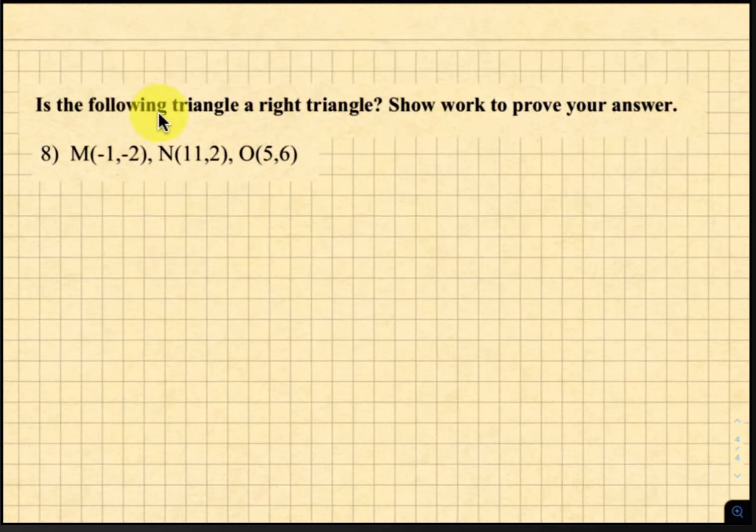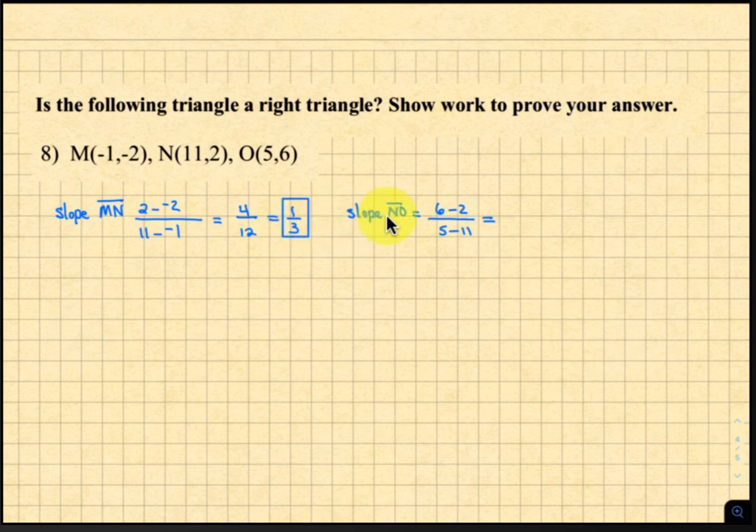All right, for number 8, is the following triangle a right triangle? Again, show work to prove your answer. Well, first we'll find the slope of MN. That would be 2 minus -2 divided by 11 minus -1. And that's going to come out to be +4 divided by 12, which then reduces to 1/3. We'll also need to find the slope of NO, and that's going to be 6 minus 2 divided by the 5 minus 11. And that's going to come out to be 4 divided by -6, which reduces to -2/3.